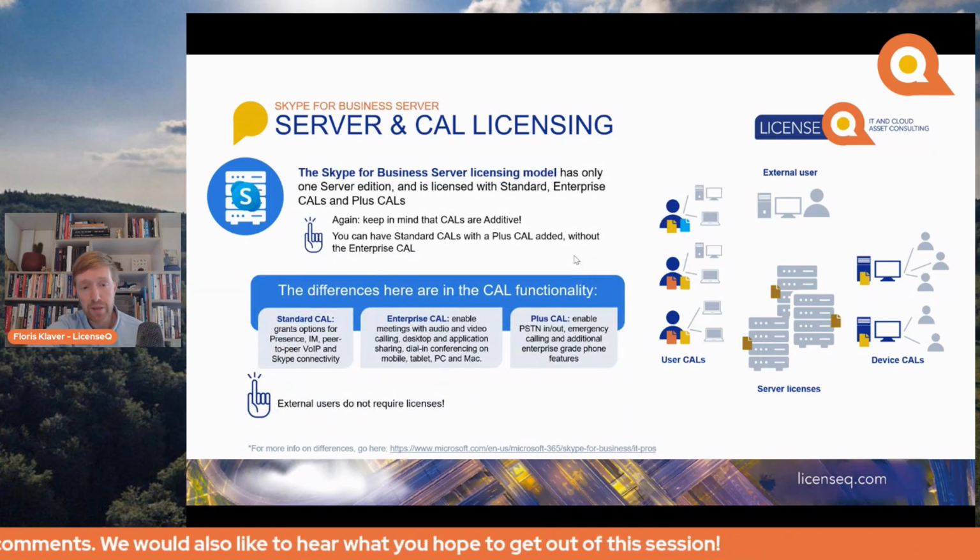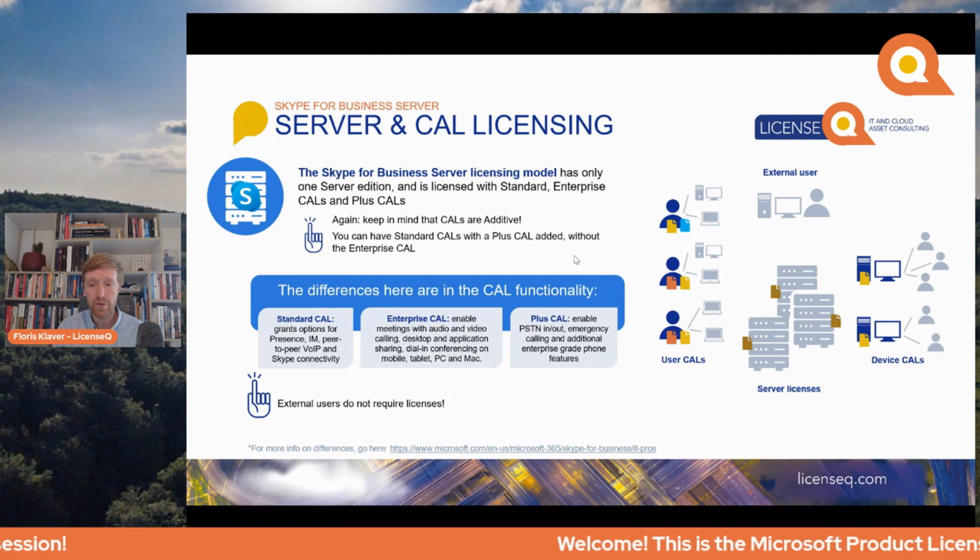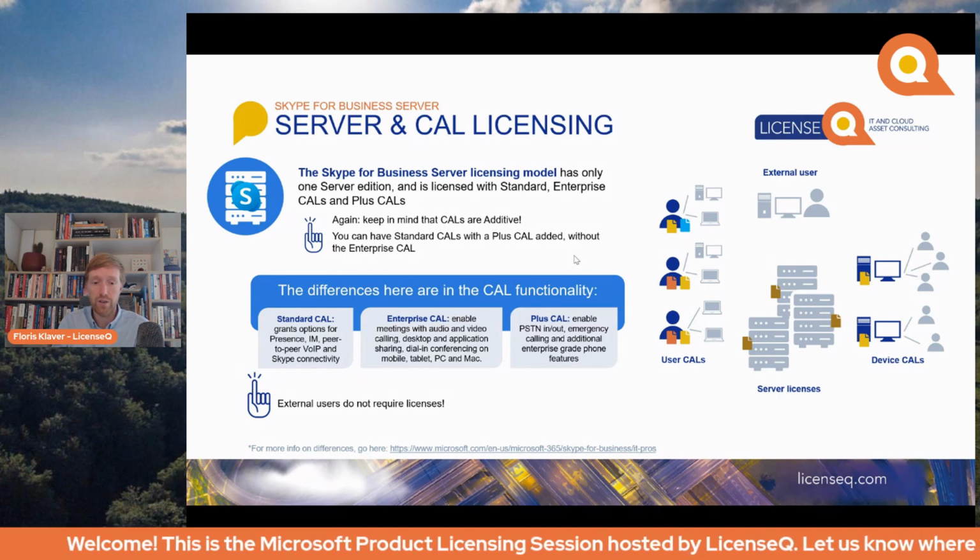So Skype for Business is the third one. It is basically the same as SharePoint Server. You license your servers with the correct license, and then you assign the correct level of client access licenses to your users and or devices. You have a standard, an enterprise CAL, and an additional one here is the plus CAL.